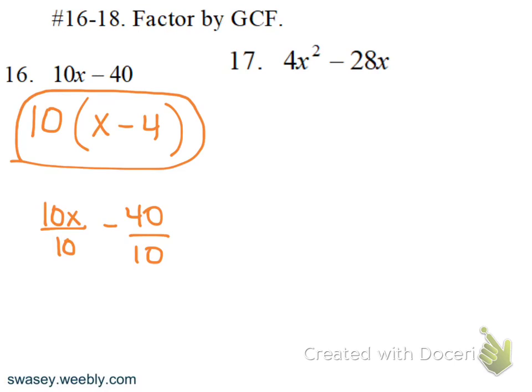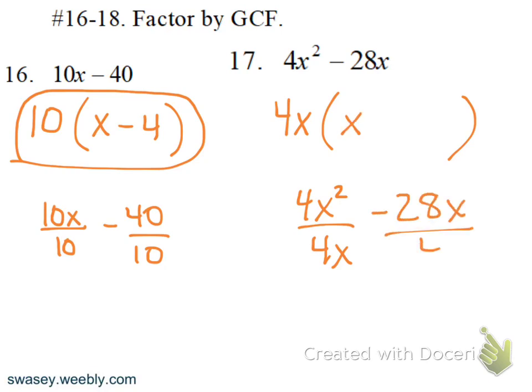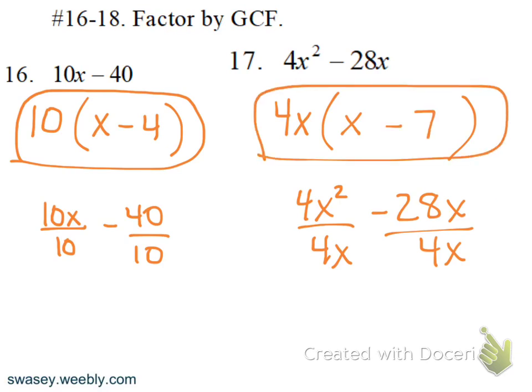17, greatest common factor. 24 and 28 is 4. And then you also have an x in common. Divide them each by 4x. 4x divided by 4x is 1x, or 4x squared, excuse me. Divided by 4x is x. Negative 28x divided by 4x is negative 7. You can check by distributing.